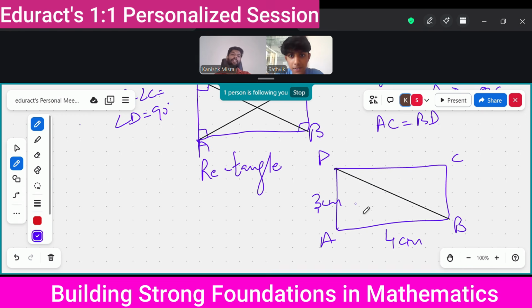See, we know that the measure of angle is 90 degree. Isn't it a right angle triangle? Yes, because it is measuring 90 degree. So is it a right angle triangle? Yeah. You know what is Pythagoras theorem? No, not exactly.